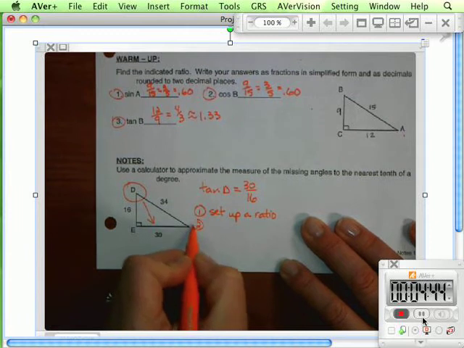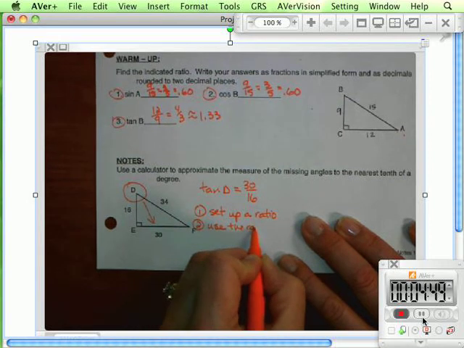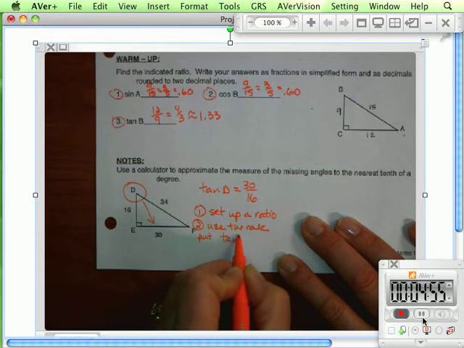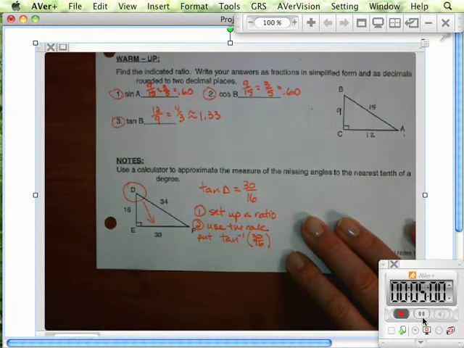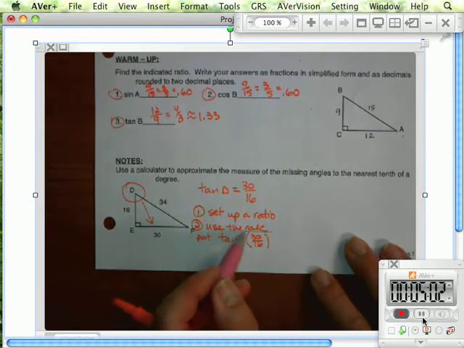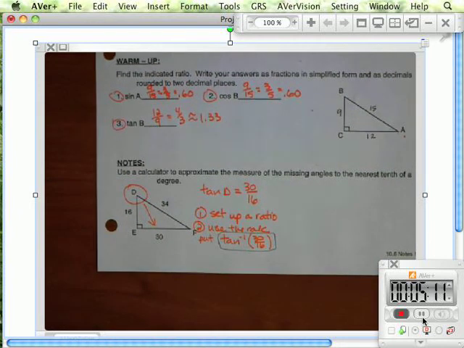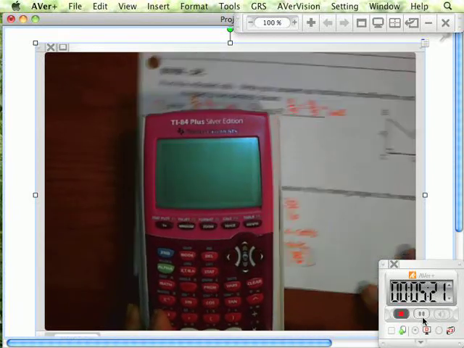Then you use the calculator and put in the tangent inverse of that ratio that you set up. This is what you're going to put into the calculator right here. When you do that, it's going to give you the measure of angle D. So get out a calculator, if you have one, and let's try it out. Let's make sure you all get the same number. If you have a graphing calculator, make sure you're on degree.